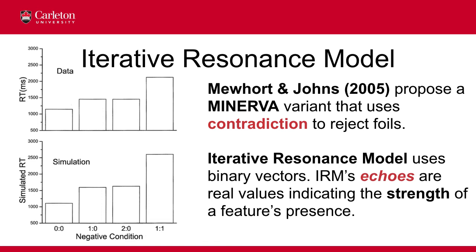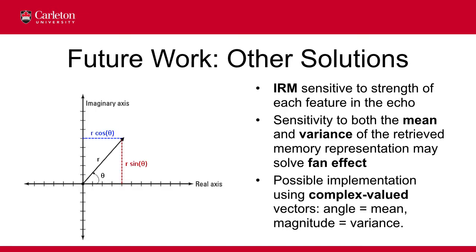the fan effect. In IRM, vectors are binary values of 1 and 0 indicating presence or absence of a feature. The echo in IRM is a vector of positive real values, indicating the strength of each feature in the echo. If enough features present in the probe are too weak in the echo, IRM decides to reject the probe as a foil. The response of Minerva to a probe is a distribution, and the echo is the mean of that distribution. What if human memory is sensitive not just to the mean of our recollections, but also the variance?